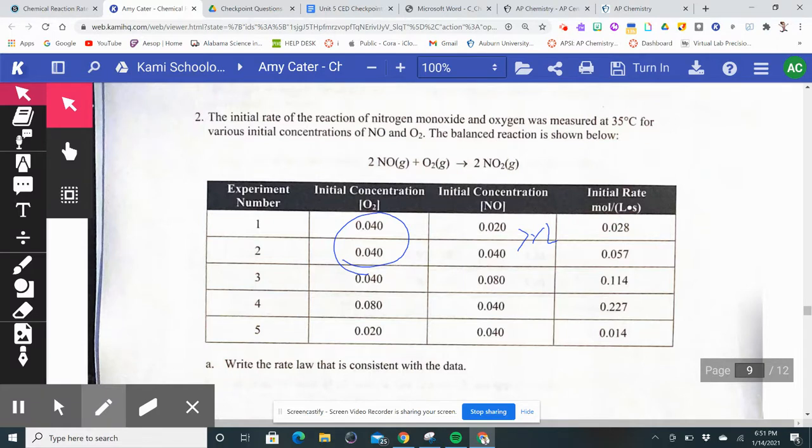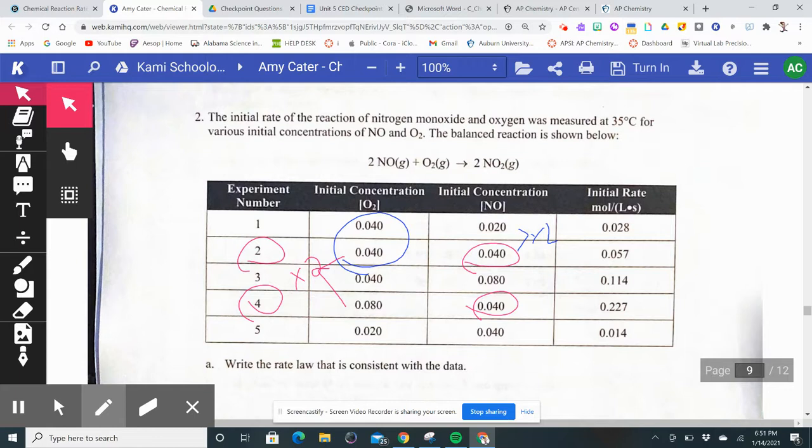And then we're going to look at experiments 2 and 4 for our second one. So in 2 and 4, we see that the NO concentration is held constant, and we see that the concentration of O2 is doubled.